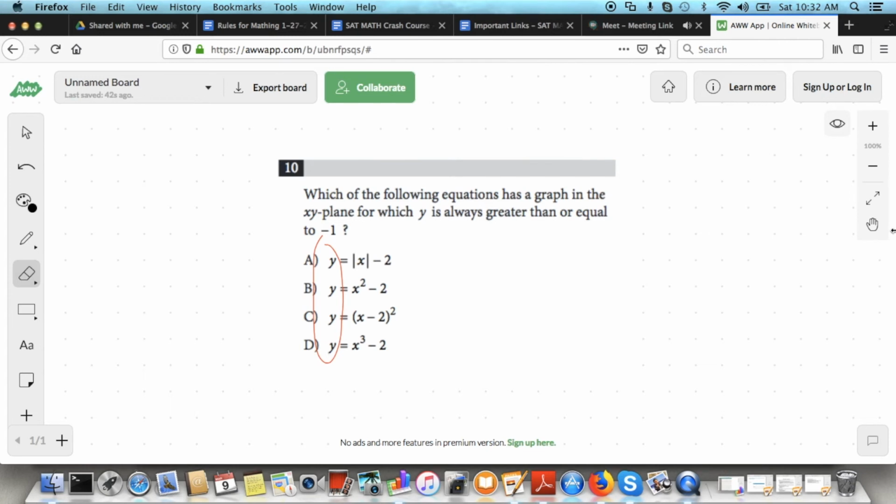Let's test answer choice A. Let's see if we can come up with a value for x that will give us a y value less than -1. Can you do that for A?